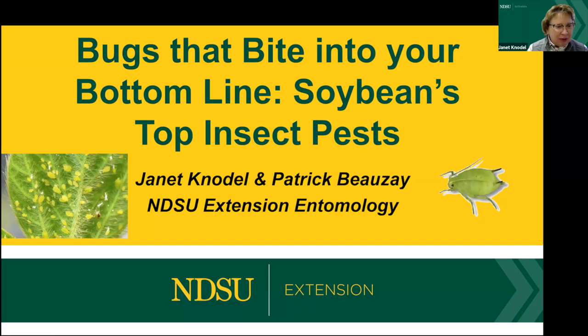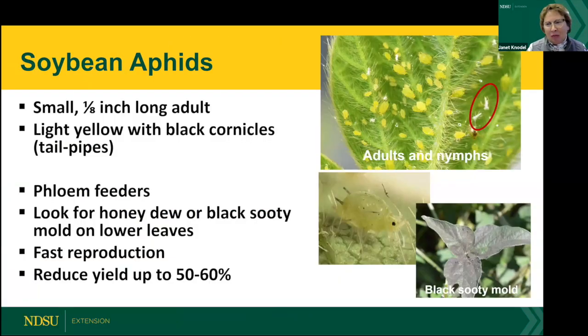So let's talk about the soybean insect pest. Of course, soybean aphid is the number one pest that we have in North Dakota, and it's primarily due to its reproductive strategy. It reproduces very fast by giving birth to live young, and in the summer, when we're growing our crop, they're all females. So they can reproduce very fast. It's called exponential reproduction rate and parthenogenesis. And when the populations are economic, it can reduce soybean yield 50 to 60%.